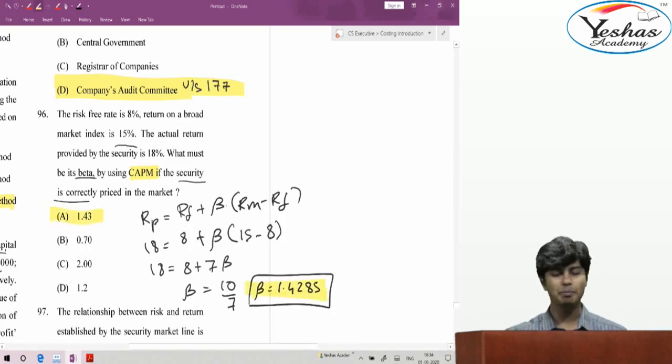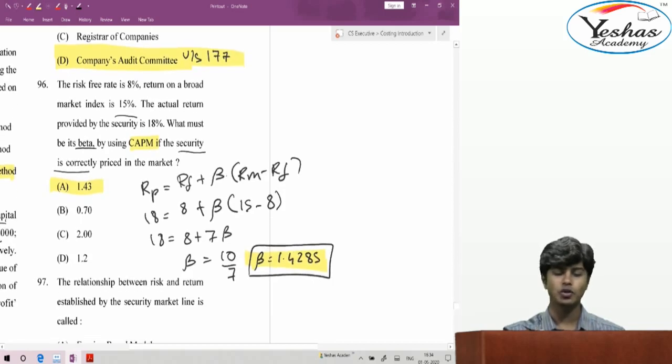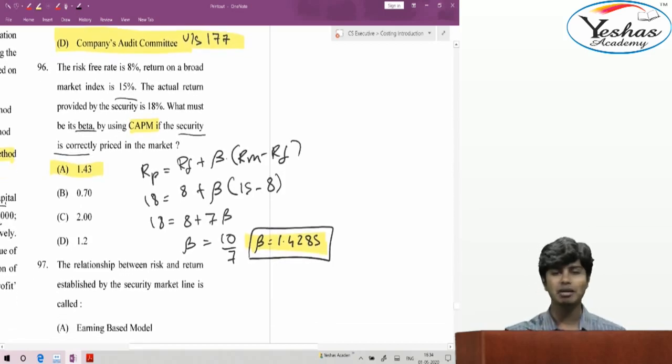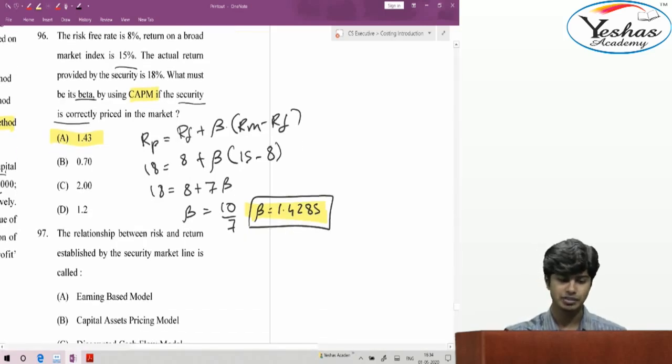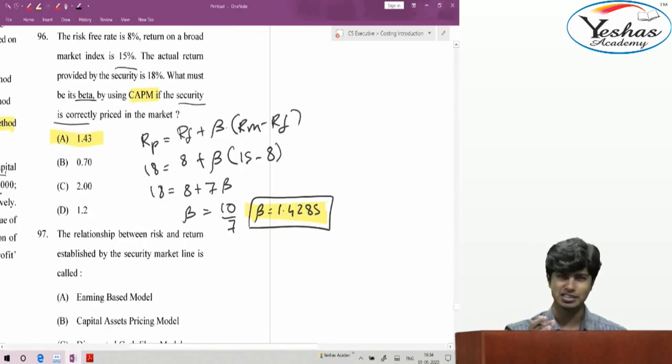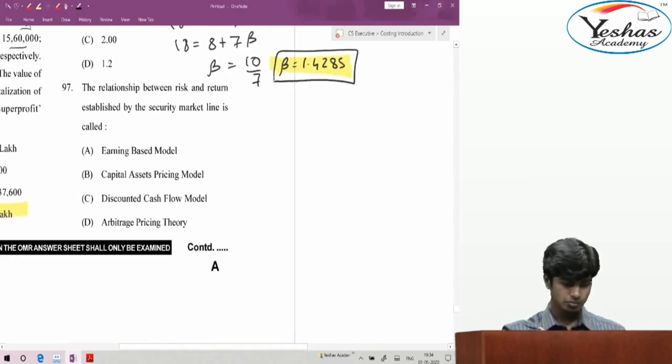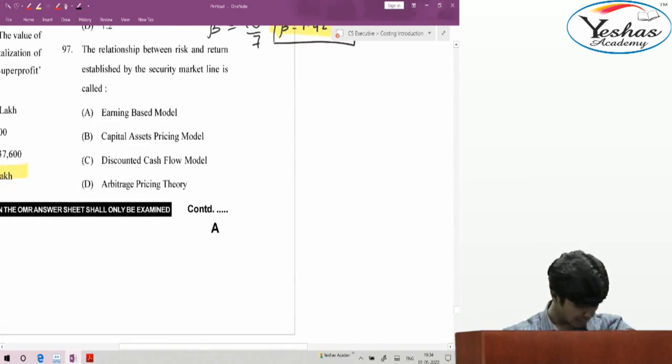1.43 is the answer. In the CAPM model, the formula is return on the portfolio equals risk-free rate of return plus beta multiplied by RM minus RF. Beta is not given in this case, and the risk-free rate is 8, market rate is 15, and return on this particular portfolio is 18%. We substitute to find the answer. It's just a simple substitution question. Come on, let's go to question number 97.